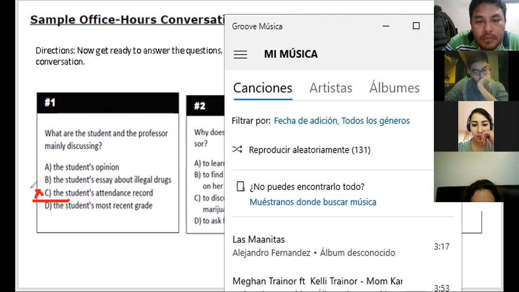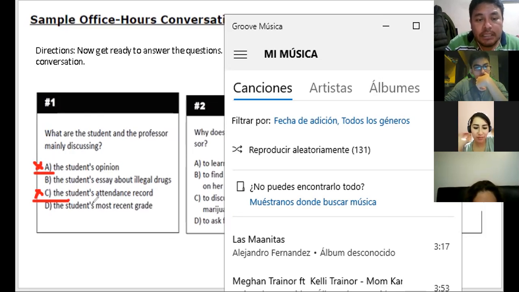A, the student's opinion. In this case, they are talking about a problem of the essay, her opinion, but it wasn't the main focus of the whole conversation, right? So the student's opinion is not really the focus, okay? So this option is not correct. The student's opinion is only part of the problem from the essay, why she didn't develop her opinion. She didn't choose the opinion correctly, but it wasn't the main or complete focus.